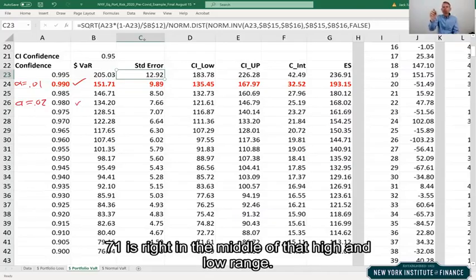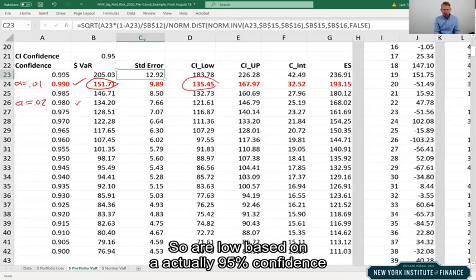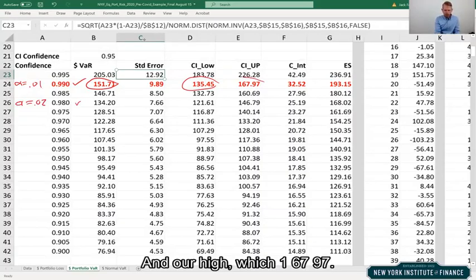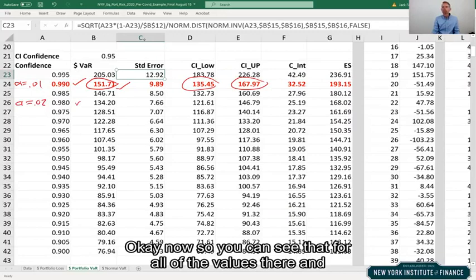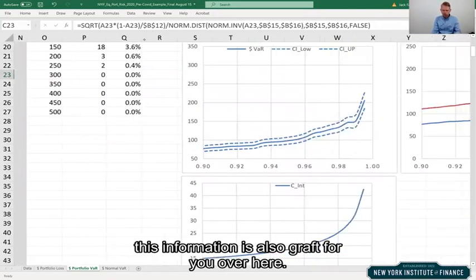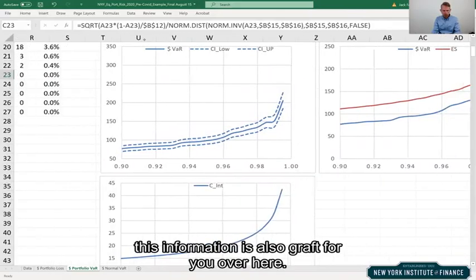And this, say, 151.71 is right in the middle of that high and low range. So our low, based on a 95% confidence level in our estimate of value at risk, is 135.45, and our high is 167.97, and this is our average. Okay. Now you can see that for all of the values there, and this information is also graphed for you over here.